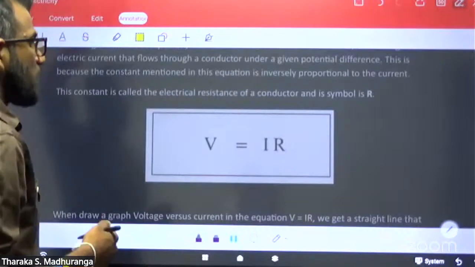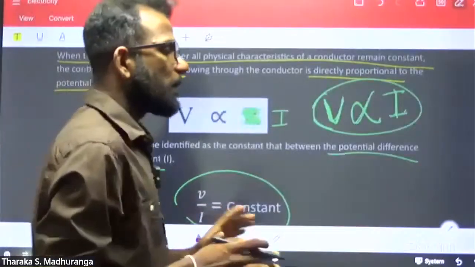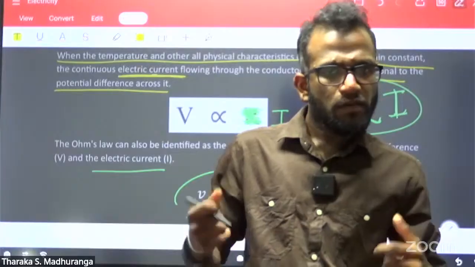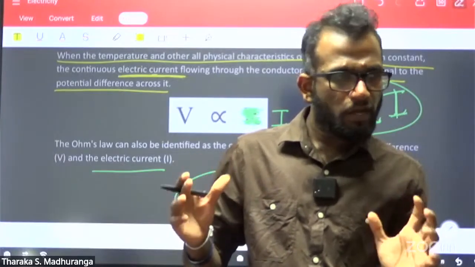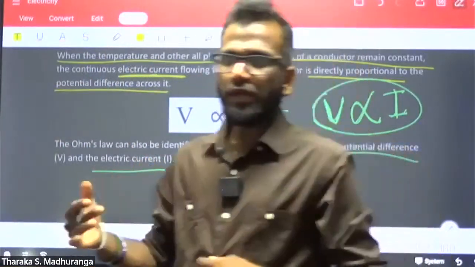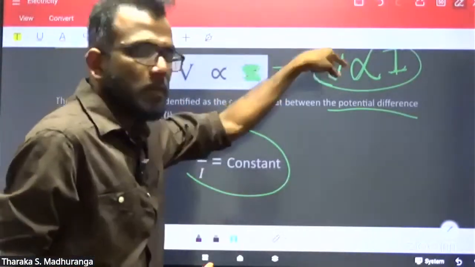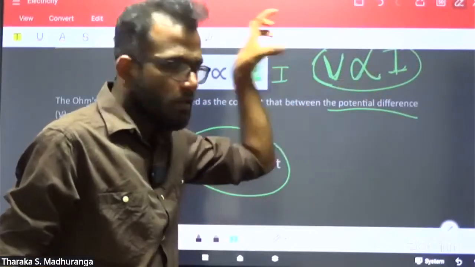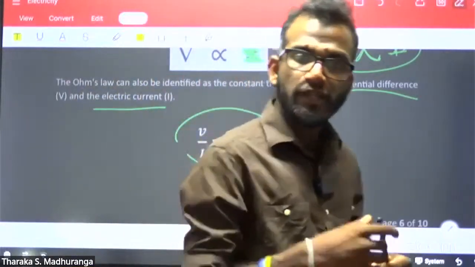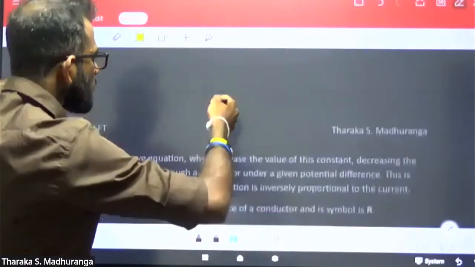Okay, I will explain that again. Ohm's law is: if temperature and all other physical characteristics of any conductor remain constant, the continuous electric current flowing through the conductor is directly proportional to the potential difference across it. That is Ohm's law. V is directly proportional to I, that's the basic concept. Similarly, we can say V over I, the ratio between V and I, is a constant. You can understand what this constant means after this discussion.